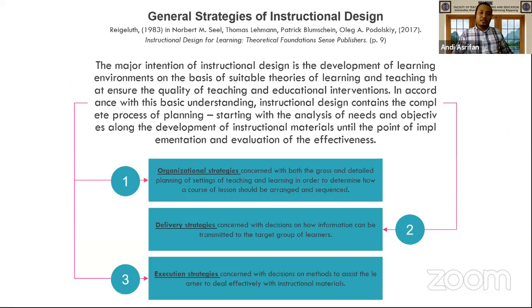So this is the general strategy of instructional design from Reigeluth, where the major intention of instructional design is the development of learning environments, on the basis of suitable theories of learning and teaching, to ensure the quality of teaching and educational intervention. So there are three steps here: the first is organizational strategy, then delivery strategy, and then execution strategy.